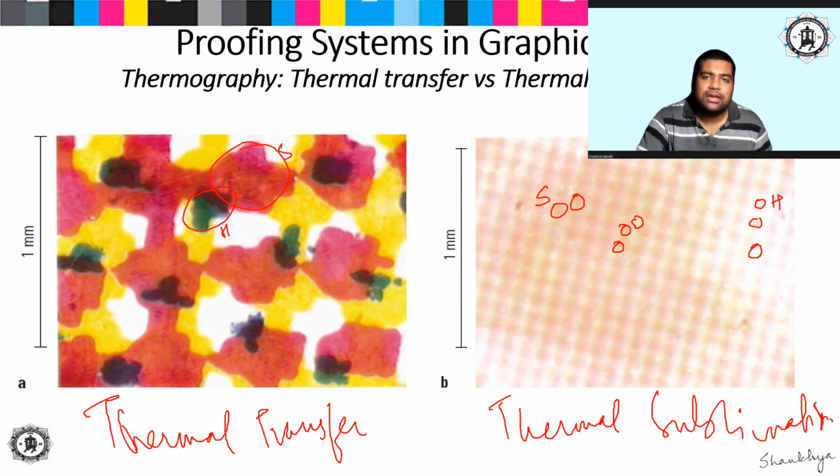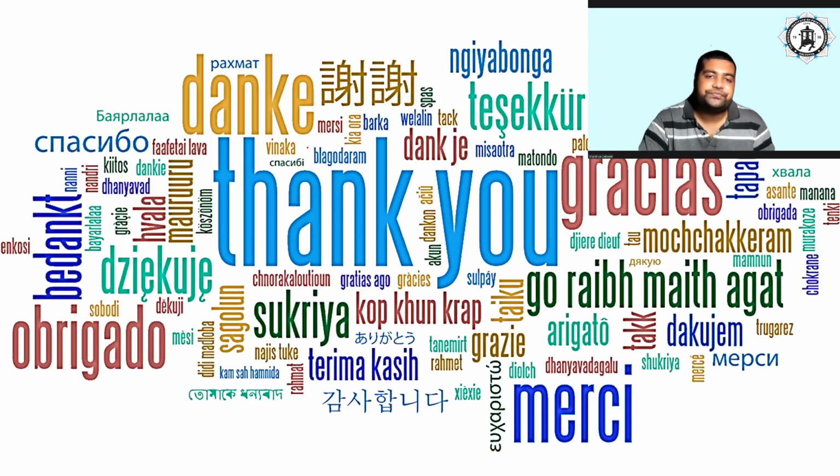Okay, so hopefully this lecture on the various types of printing processes involved, through which we can get proofs, for proofing systems, was clear to you. Thank you for listening. Thank you for your attention.